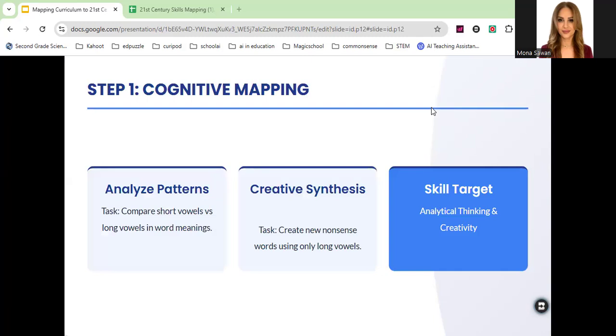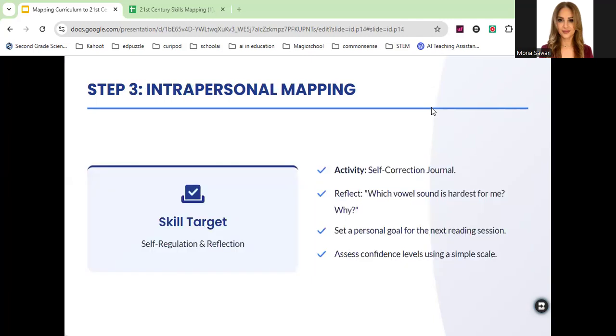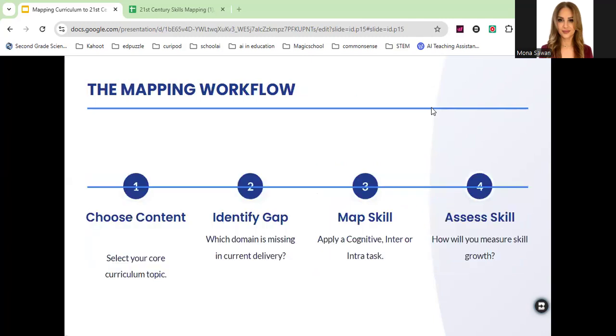In step 1, cognitive mapping, here students are not only recognizing sounds, they are analyzing and comparing patterns. Step 2, interpersonal mapping, now students interact, work together, and learn through communication. Step 3, intrapersonal mapping. At this stage, students reflect on their learning, identify challenges, and set goals. The process is simple and practical. Choose content, identify gap, map skill, assess skill. This is what we will now apply together.